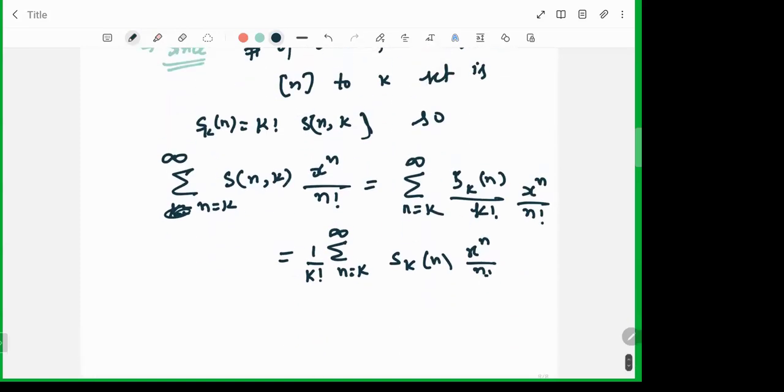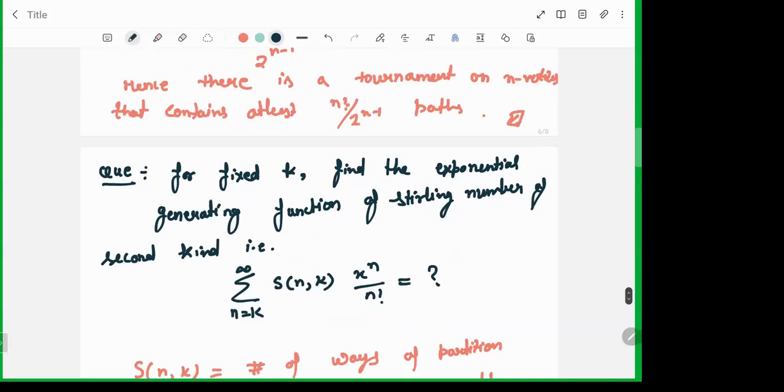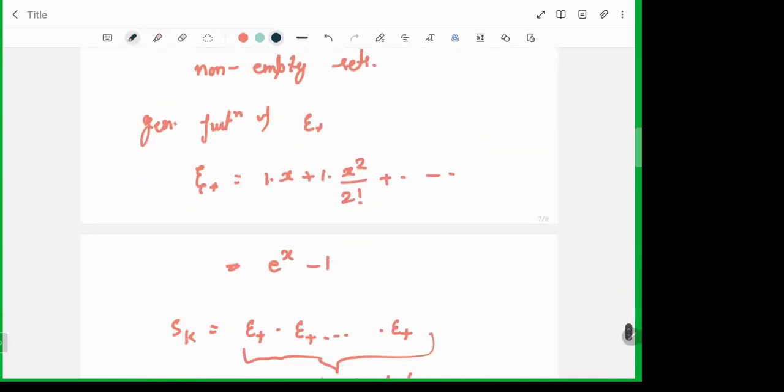And this we have already seen. What is this series? This is e to the power x minus 1, right? So this is done. That is what we need to compute, right? Good. So we have computed the generating function for the Stirling number of the second kind. Good.